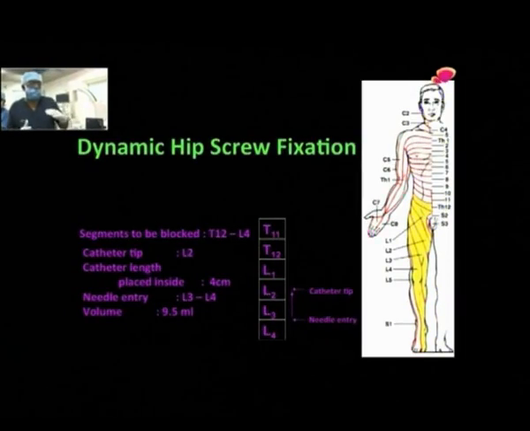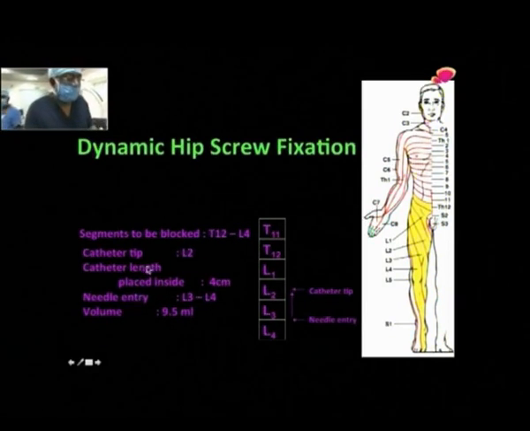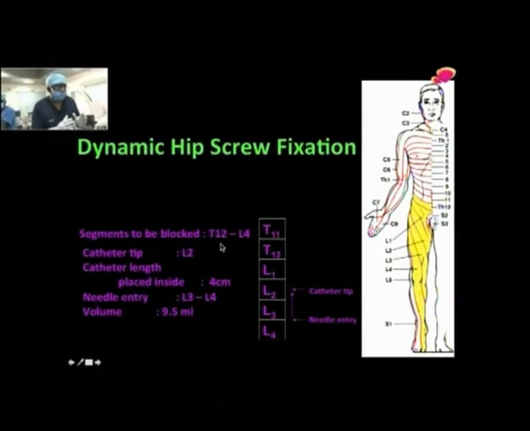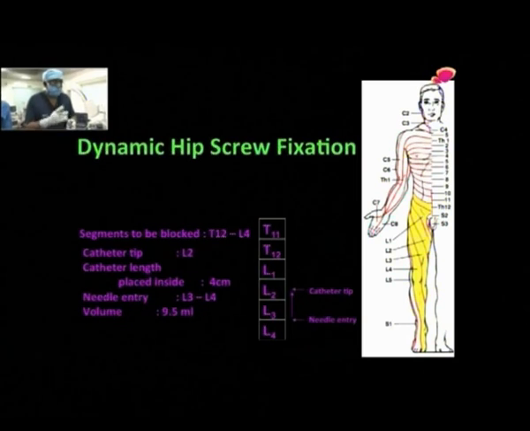So for example, for this dynamic hip screw fixation, you apply these principles of segmental epidural. The segments to be blocked are from T12 to L4. So the catheter tip, like I said, is placed in the center, that is L2, between L1 and L2. The length of the catheter inside we plan is 4 centimeters. So needle entry will have to be at L3, L4, and the volume of drug is going to be 9.5 ml at 2 ml per level. But because this is an elderly man, we are going to use only 7 ml of local anesthetic here.